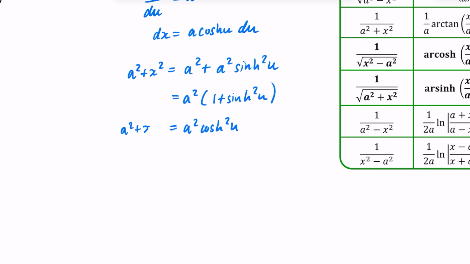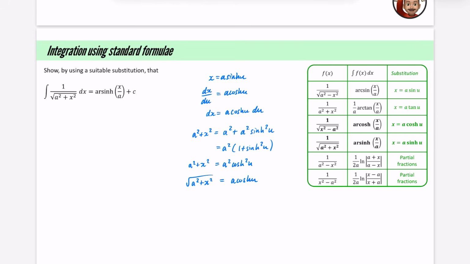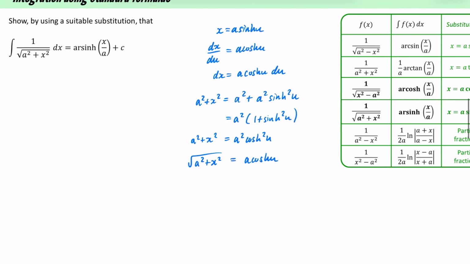So that's what a squared plus x squared is, meaning, because I'm trying to build up what the square root of a squared plus x squared is, it's just going to be my a cosh u. So I think I'm pretty much ready to go straight in with the substitution over here. When I do the integration, it will be the integration of 1 over the square root of a squared plus x squared. So that is this part. This part here is going to be this. And then my dx part is going to be this.